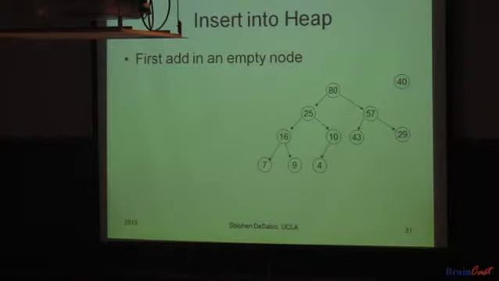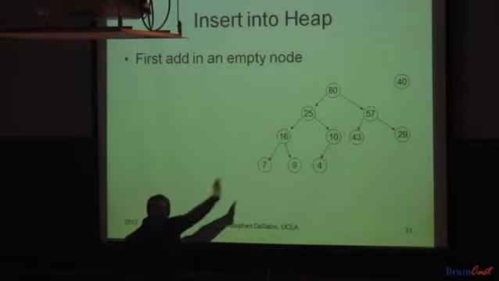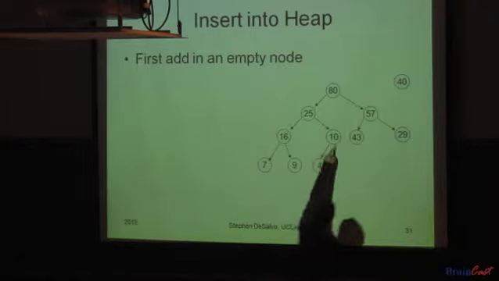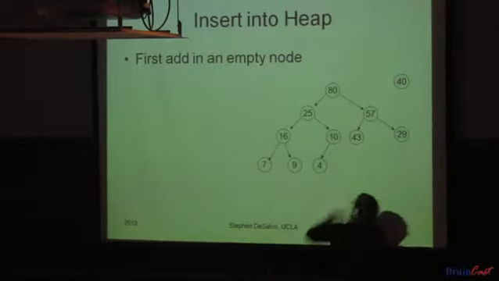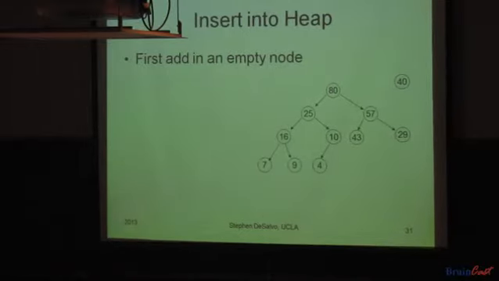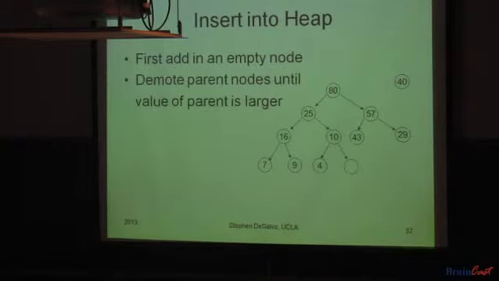So let's think about it. In general, there are many different places you could put the 40 in principle. But we need it to also satisfy the almost complete property. Okay? So here's what we do. The first step is, rather than just start at the top like a binary search tree and weave our way down, we have to make sure it's complete at every step. So let's take the next possible location that you could add in a node. Okay? So think about that. So we're going to insert an element. The tree has to be almost complete. So first thing we do is first add in an empty node.